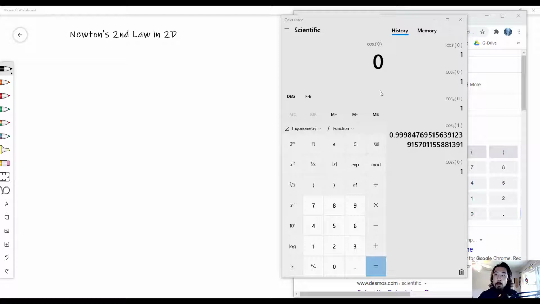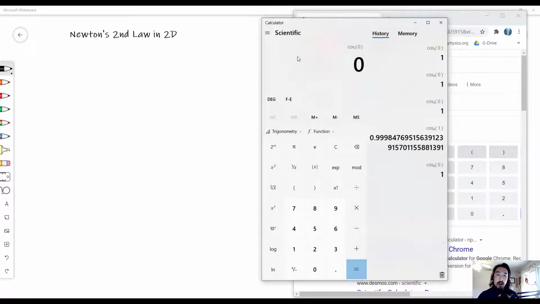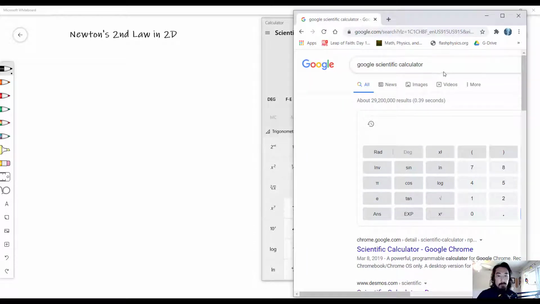Alright, so before you start, you will need a scientific calculator. Now my computer has a scientific calculator as a program. Your laptops or your desktops also might have one. Now if you have a cell phone, oftentimes the cell phones also have a scientific calculator, and just in case you don't have any of those, you can go to Google and just type in Google scientific calculator and a scientific calculator should pop up.